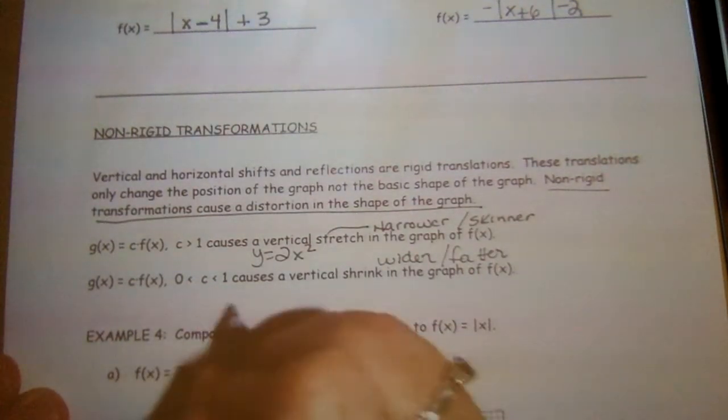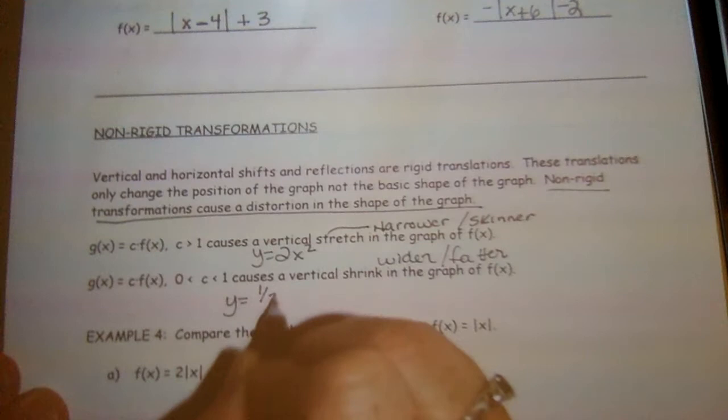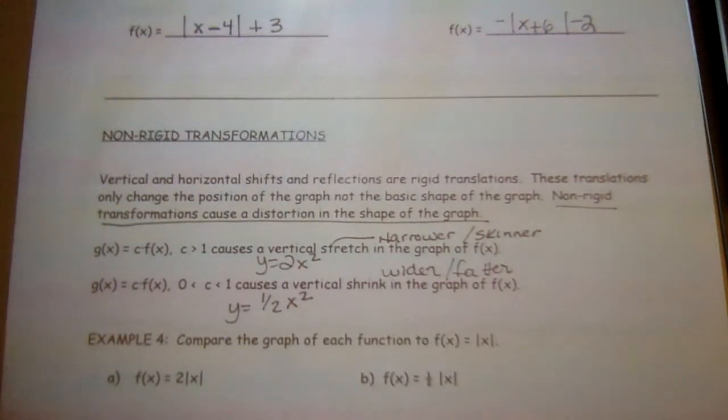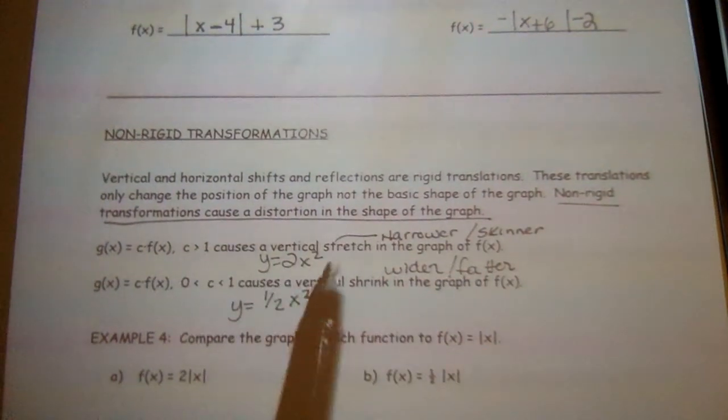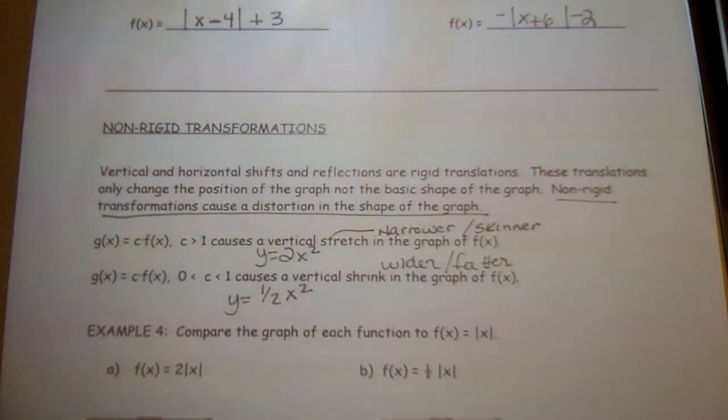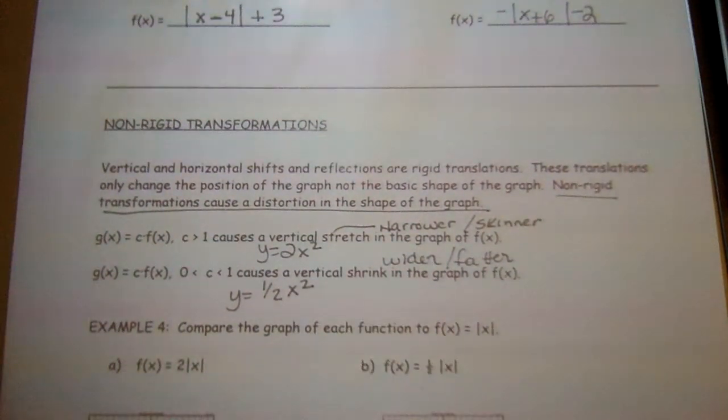That happens when I put a number between 0 and 1. Not a fraction, just a number between 0 and 1. So if I put 3 halves in front, that's bigger than 1. That's going to be a vertical stretch versus a vertical shrink. Questions?